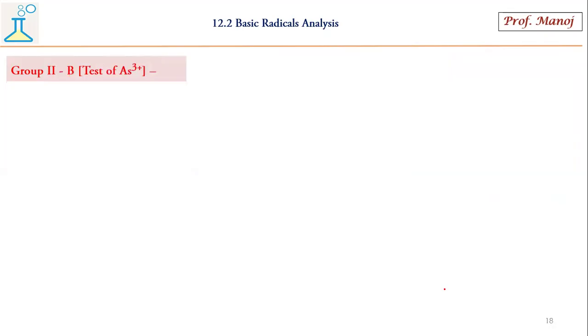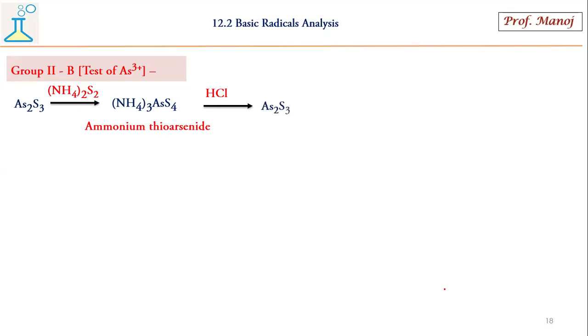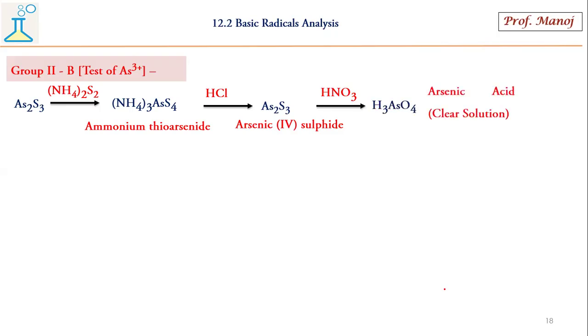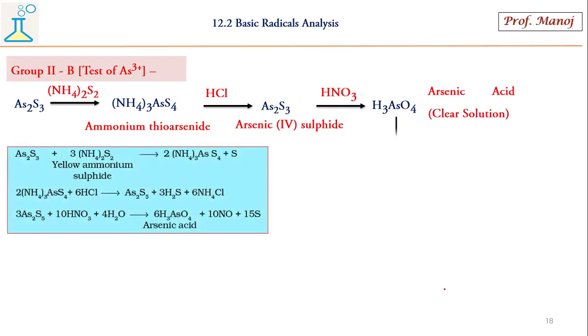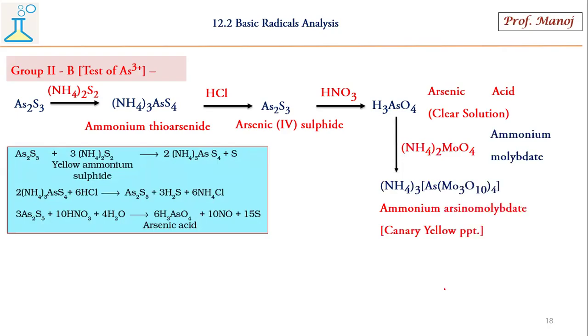Next, we have group number 2B, which is arsenic. Now, arsenic sulfide is treated first with ammonium sulfide. It forms a compound called ammonium thioarsenide. When treated with HCl, it forms arsenic 4 sulfide. When treated further with HNO3, it forms a clear solution of arsenic acid. When further treated with ammonium molybdate, it forms a canary yellow precipitate.